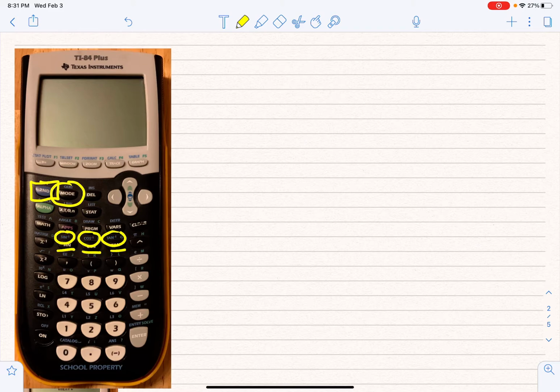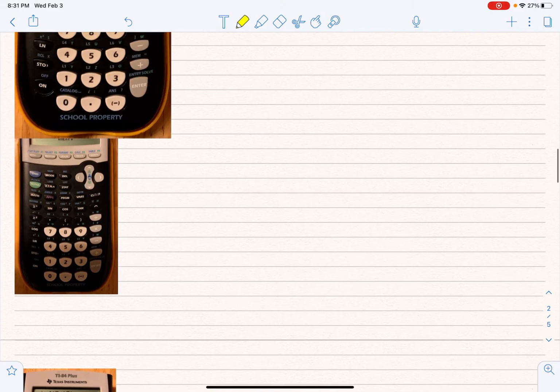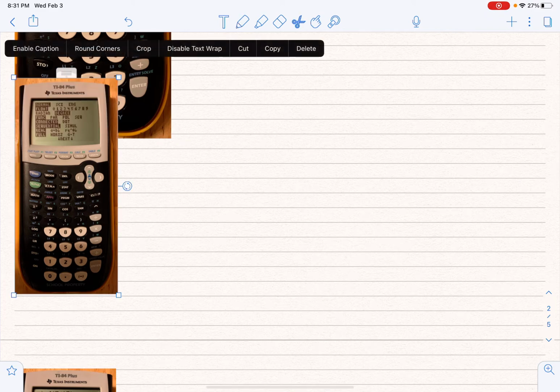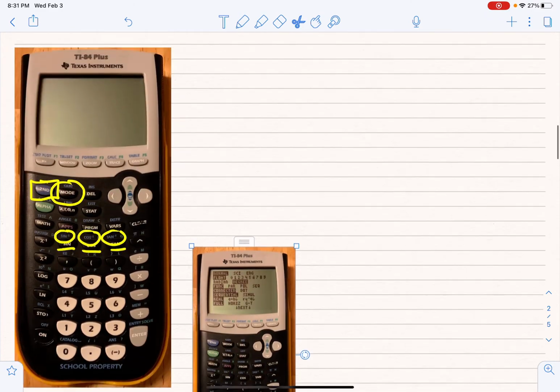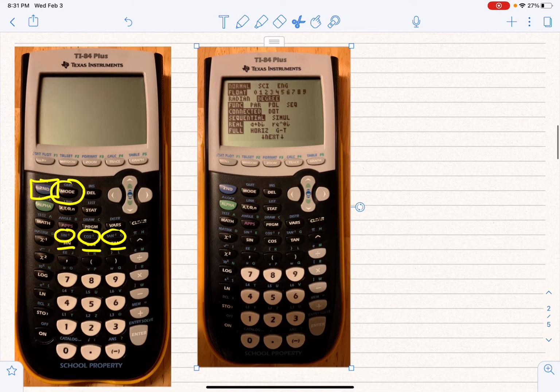The reason why I point out the mode button is because we have to use mode to know how we want these angles given to us. There's two different ways they could give them to us. They can give them to us in radians, or they can give them to us in degrees. Now, we don't know what radians are yet in this class. We'll talk about them eventually, but we're not there yet.